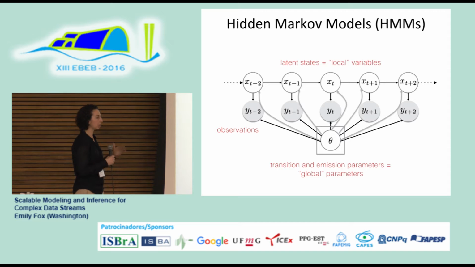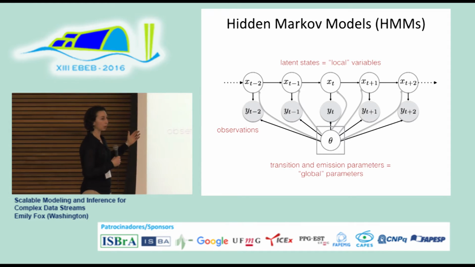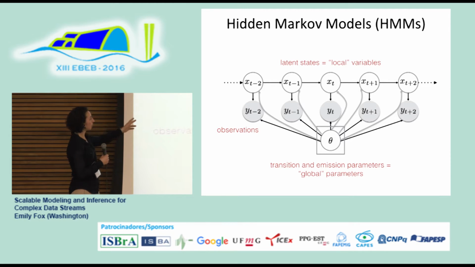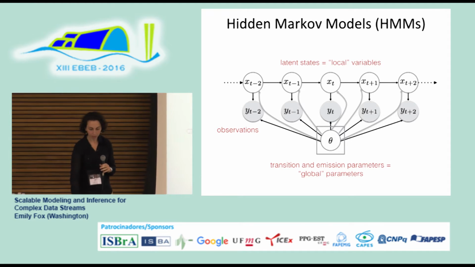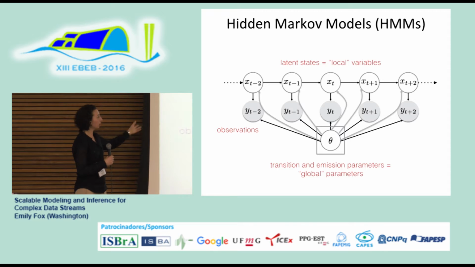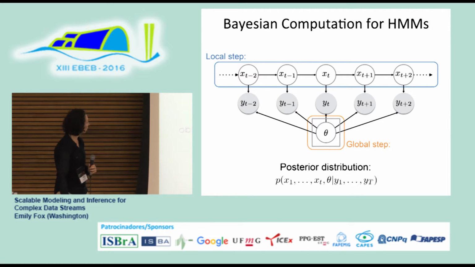To motivate this, let's look at one of the simplest time series models out there, which is the hidden Markov model, which assumes that there's an underlying discrete valued latent state sequence and then conditionally independent observations. The global parameters here are represented by theta, and these represent both your transition distributions as well as your emission parameters. When we think about doing Bayesian computations in HMMs, our target is to infer the posterior of our latent state sequence and our global parameters given our observations. This typically involves some local step where we update our beliefs about the latent state sequence, and some global step where we update our beliefs about our parameters.